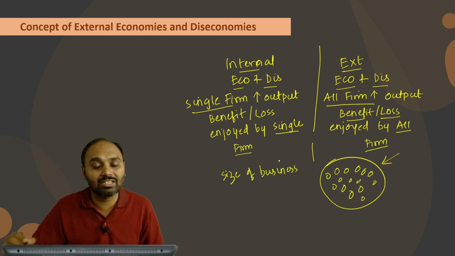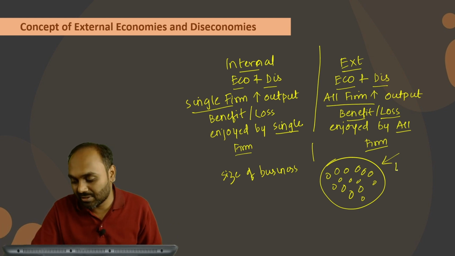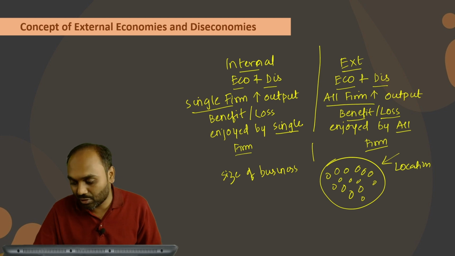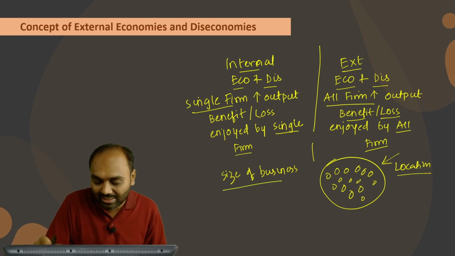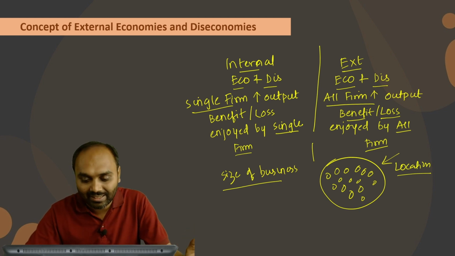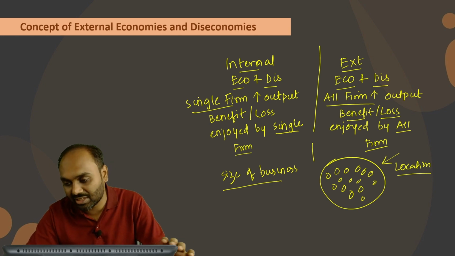It means an organization is increasing the output of itself. But external is not because of the size of business, it is because of location. If you are located within that industrial area, then you might enjoy the benefits and losses. It is because of location. This is because of size and this is because of location. Okay. So this is one more thing that I wanted to give clarity on, how you will be able to identify the internal one and the external one. So I think I made it very clear and simple. Internal economies and diseconomies, as well as on the other side external economies and diseconomies.